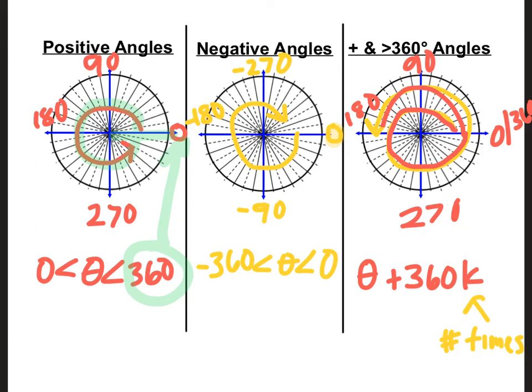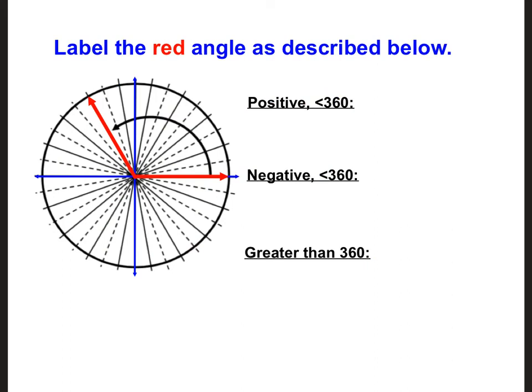What I would do is I would do either your positive number or your negative number and just add 360 to it until you get a number that's bigger than 360. All right, we are going to go ahead and talk about our first example. We're going to label our red angle as described below.